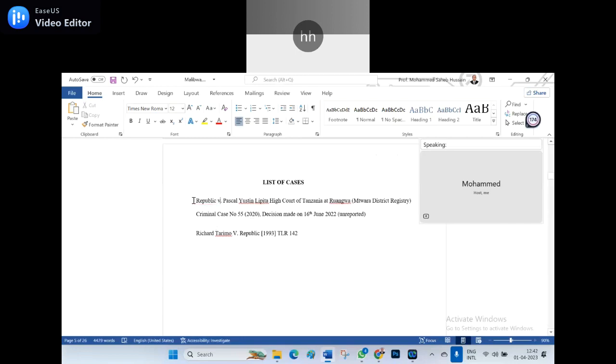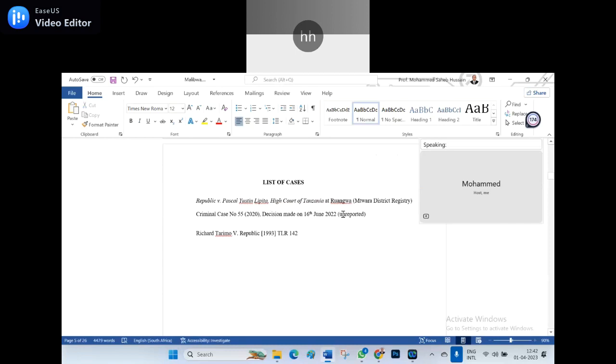Republic versus Pascal, all should be in italics. Up to what extent? Up to Houston Lipita, then comma. And this is the High Court of Tanzania, HC. When you write High Court of Tanzania, you don't write the full form generally. HC and comma, we don't write Tanzania, we write either Dar es Salaam or Arusha or Mbeya. That will come. So here Rungwa, HC Rungwa.